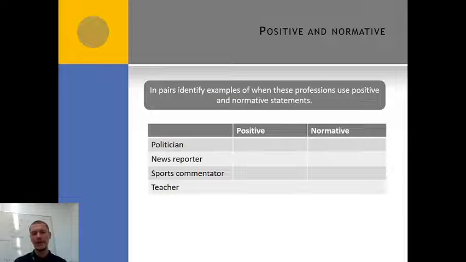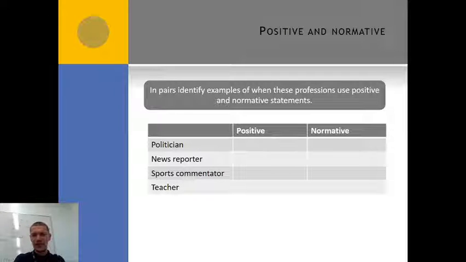All right, so in pairs, well, obviously you can't by yourself, and you can just jot this down. You can even just think about this. I want you to think about examples of when these different professions use positive and normative statements. Give me an example. If you want to pause now, have a little think, have a little jot down, and I'll give you a few examples. Okay, so I'm going to come back now. I keep on saying pause, but there we go.